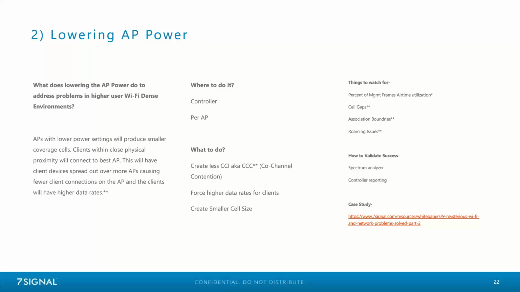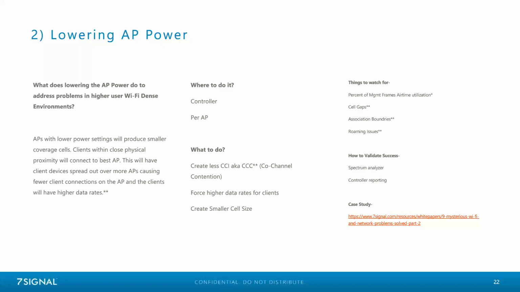The idea is that clients that are closer to that AP are going to stay with that AP and connect to that best AP. Again, this will have a ripple effect into the area: more APs, fewer clients per AP, and then the clients will have higher data rates, right? Because there are fewer client connections, and a few other things. Again, 303 best practices: where to make this change, depending on your architecture, controller or per AP, and then how to do this.